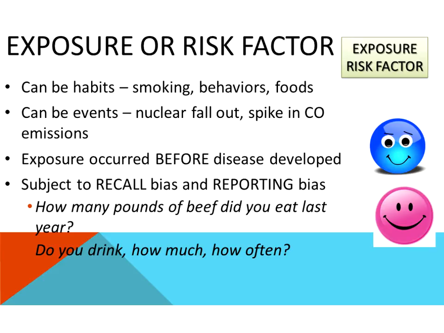The exposure must have occurred before the disease developed. And this is what leads to recall bias. Does somebody who has a particular disease recall their exposures differently than somebody who doesn't? So an example of recall bias would be, how many pounds of beef did you eat last year? Or do you drink, how much and how often? So this might not be recall bias, but it could be reporting bias. Maybe you don't want to report how much you actually drink.